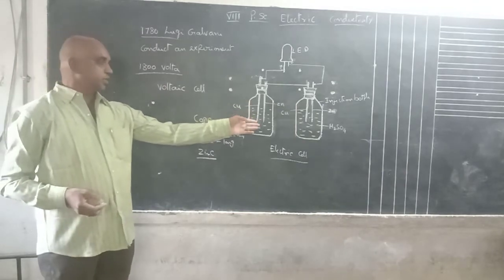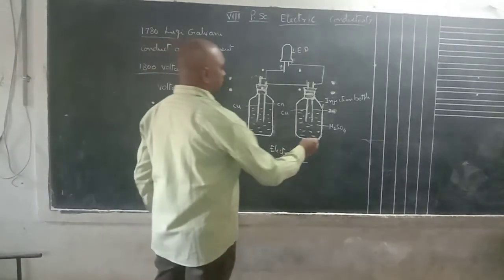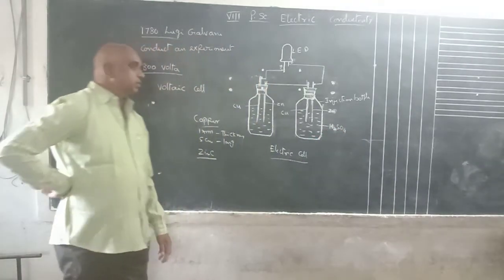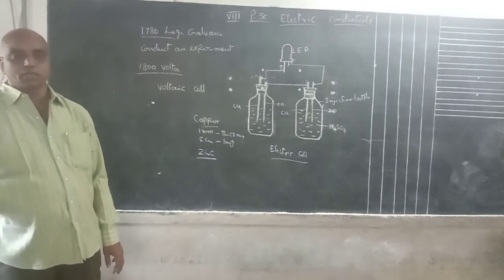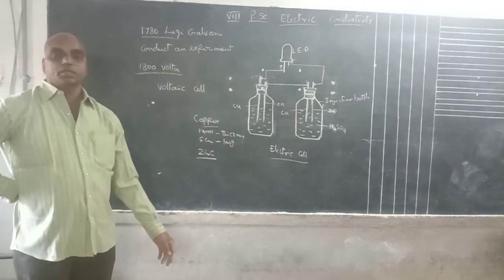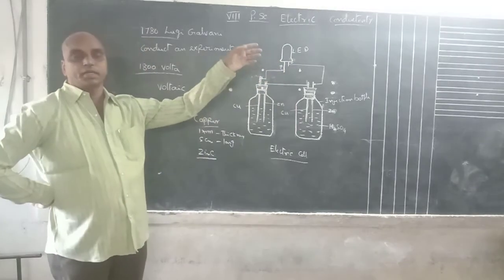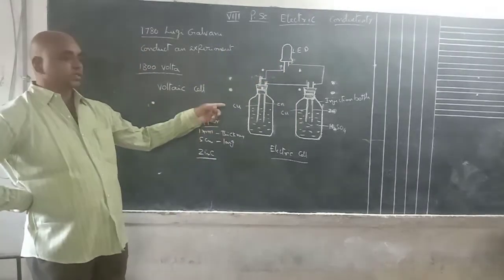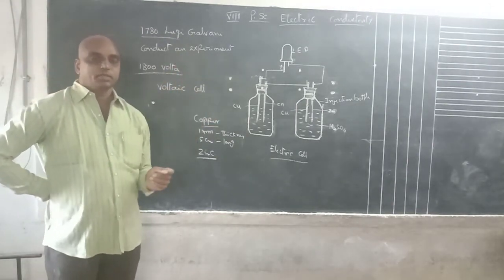And pour sulfuric acid into these two injection bottles. Here H2SO4 means sulfuric acid. Fill up to 3/4 of the bottle with dilute sulfuric acid. Now the electric cell is ready. By connecting the LED bulb, it immediately starts glowing. Why is it glowing? In this electric cell, chemical energy is converted into electrical energy.